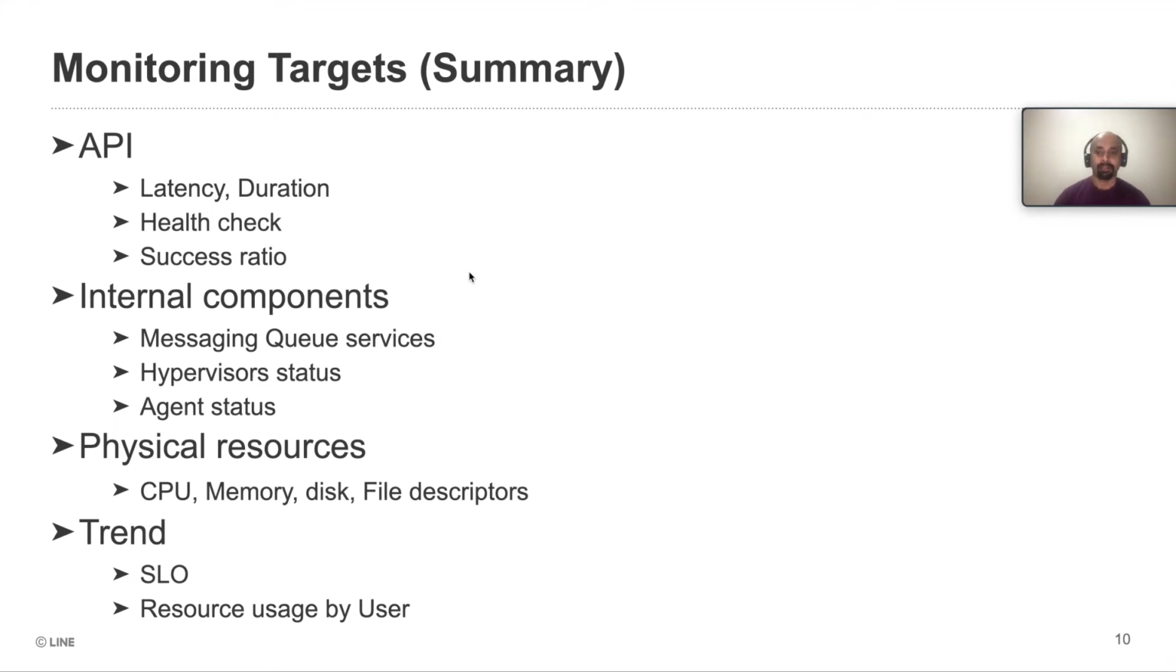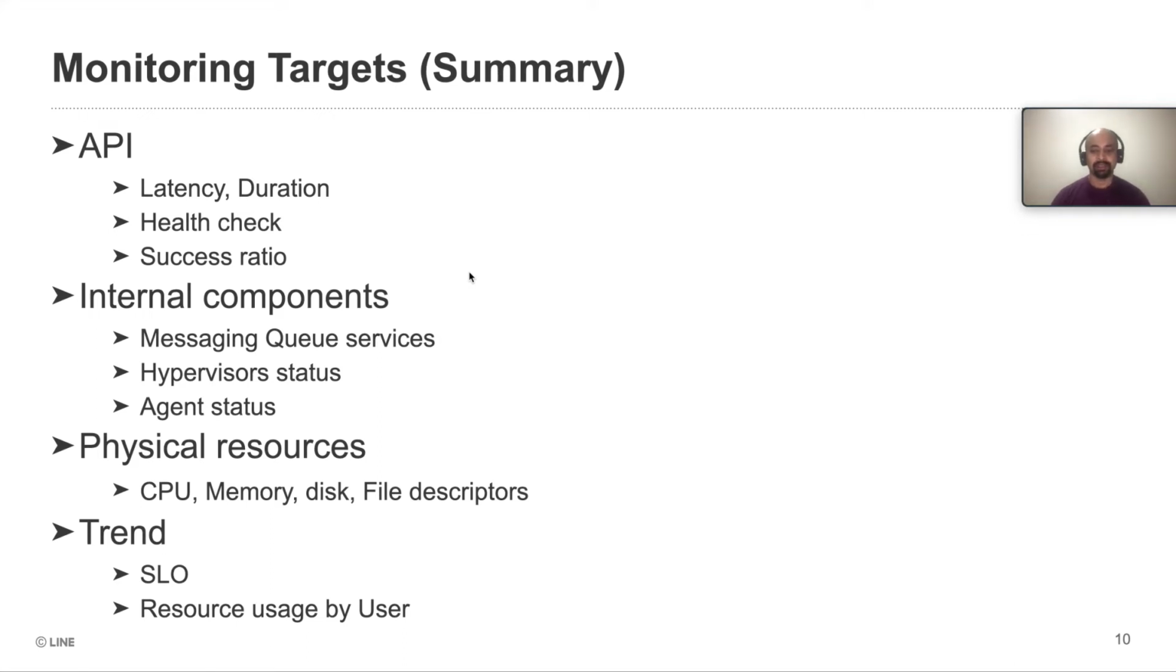Now we come to the monitoring targets. So this is a summary of the targets which we monitored in the cluster monitoring project. The first is the API. The different APIs which are user facing, we try to monitor them for latency, for the duration of each request response, for the API's health check, and the number and the success ratio for the API. We also checked the internal components, for example, messaging queue, the hypervisor status, the agent status, etc. We also monitored the physical resources like CPU, memory, disk, file descriptors, and as discussed, we added the SLO and the resource usage by user.